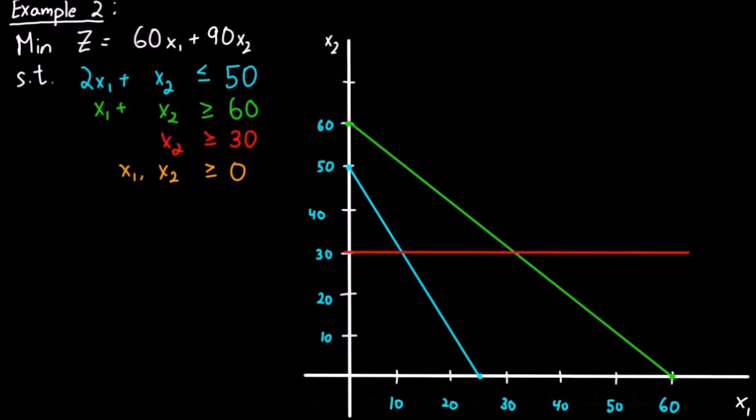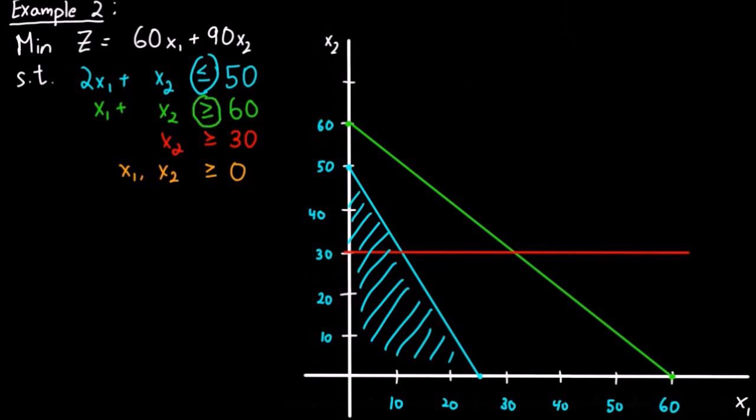So when trying to find the feasible region, looking at our first constraint, we have a less than or equal to sign, meaning we have to be below this blue line here. Similarly, when we look at the second constraint, it has a greater than or equal to sign, meaning we have to be above the green line.